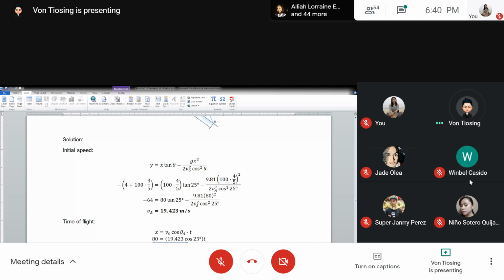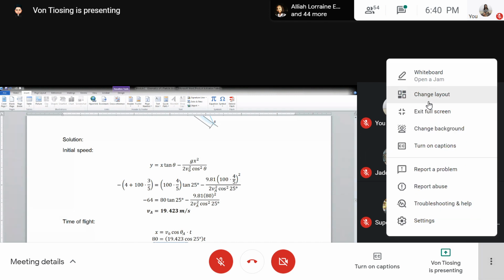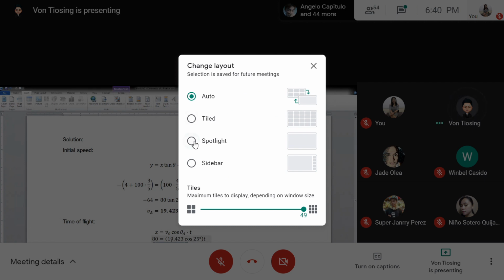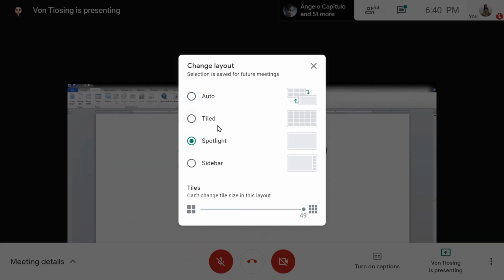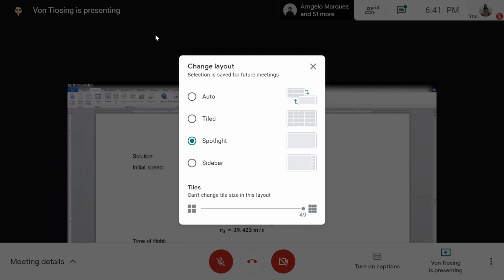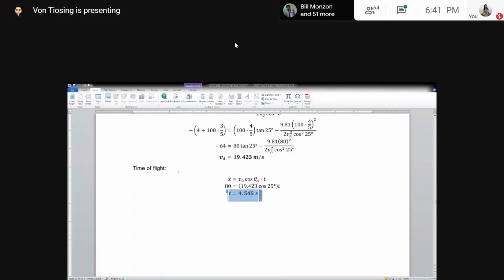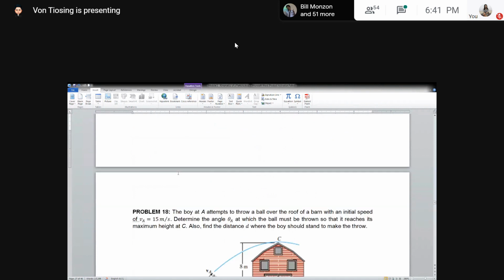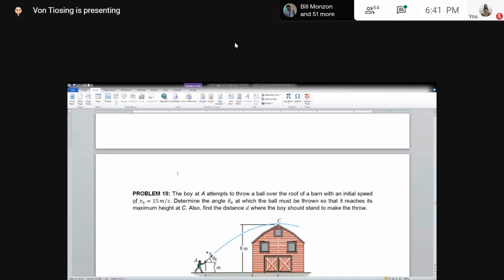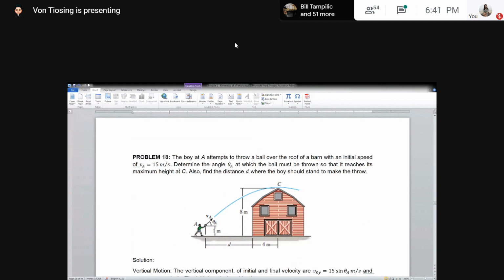Okay. So any questions? Yung kaninang problem number 16, i-resolve ko muna siya, no? Kasi parang may nadagdag ako na terms dyan. Next one is problem number 18.